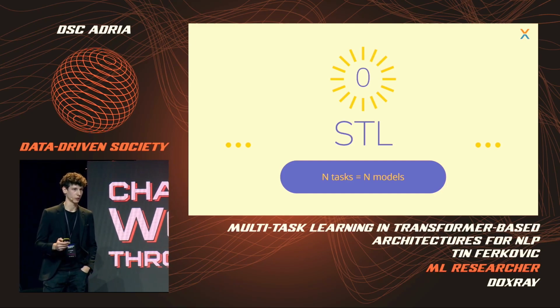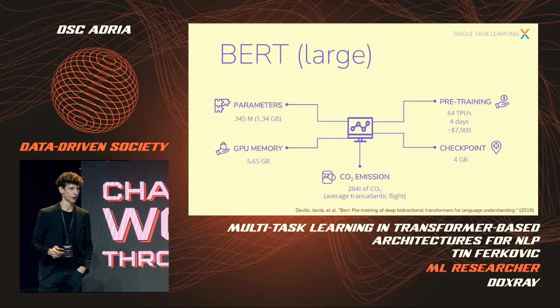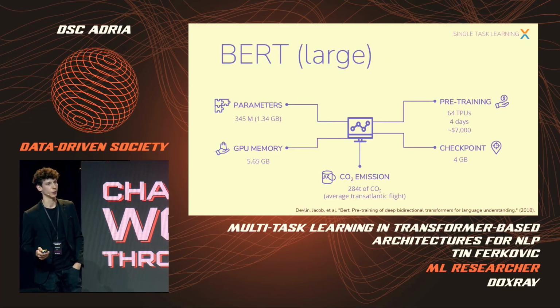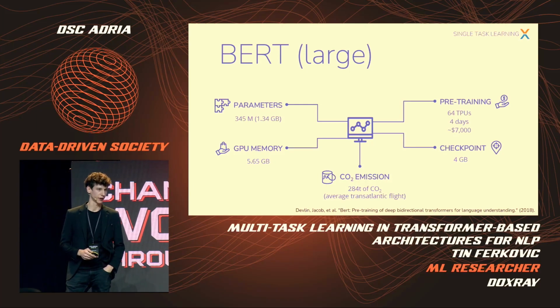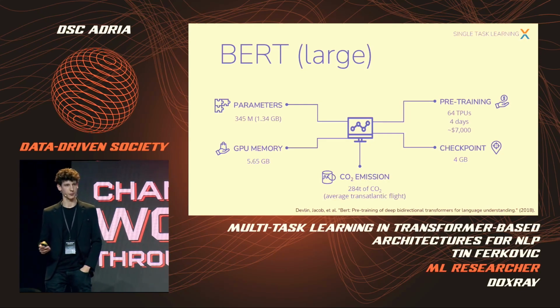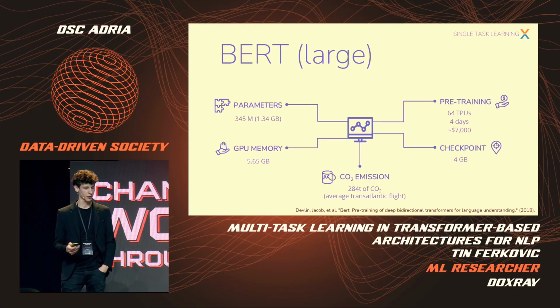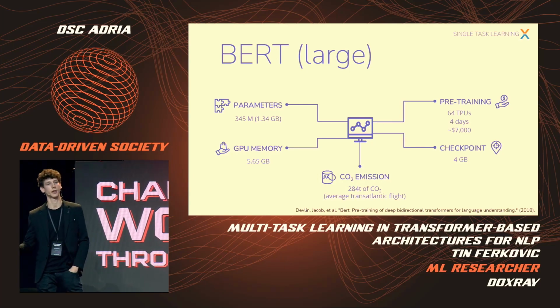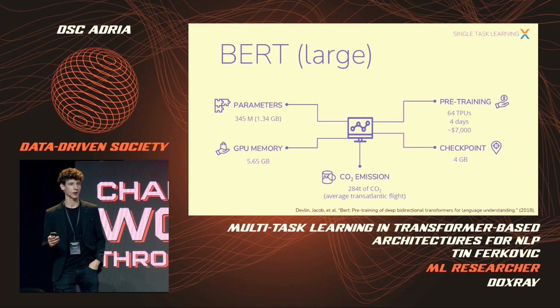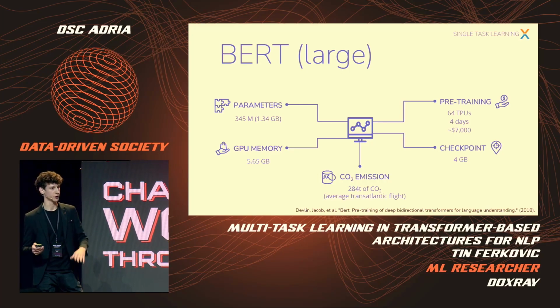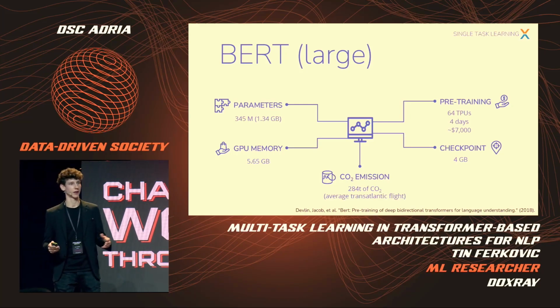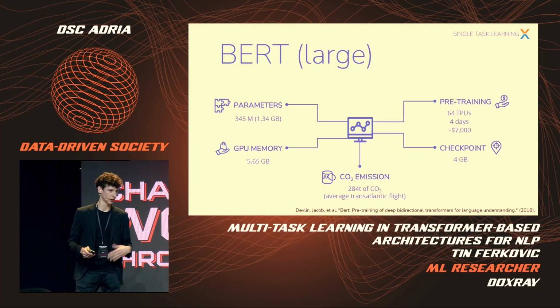And I will take a look at some of the numbers, for example, for BERT large. If you want to just store the model in terms of parameters, you get 345 million, which comes down to 1.34 gigabytes of storage space. If we're talking about checkpoints, you need to also save the optimizer states. Let's say you're using Adam optimizer, so this comes up to 4 gigabytes. If we're talking about GPU memory, just to save the model and the optimizer state, it's 5.5 already, and we haven't even loaded the batches and everything.